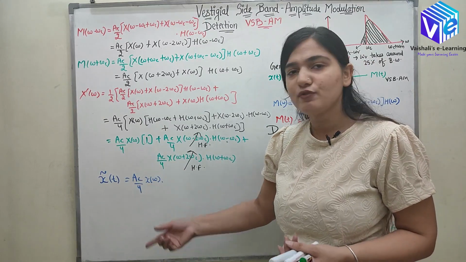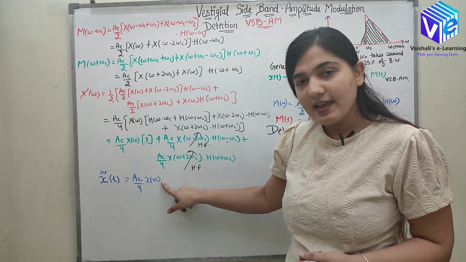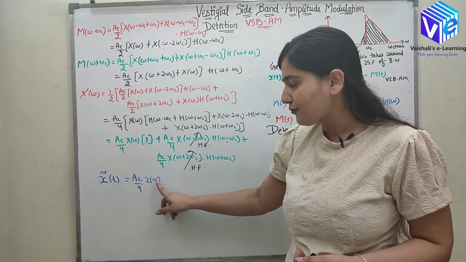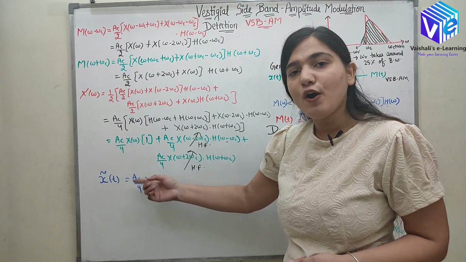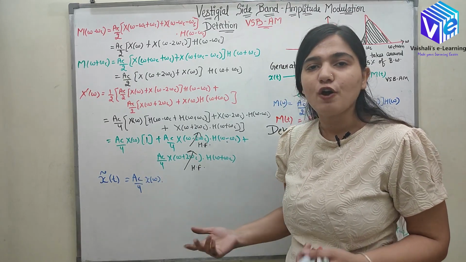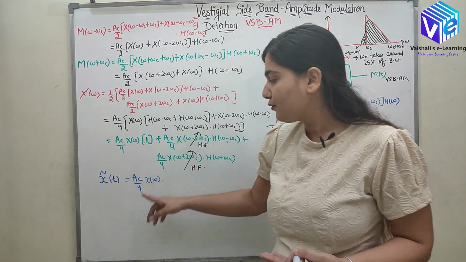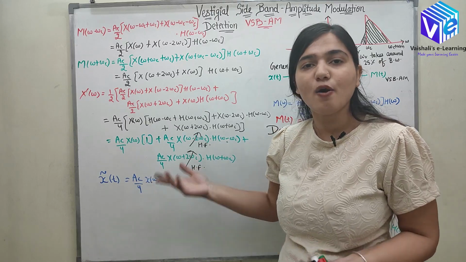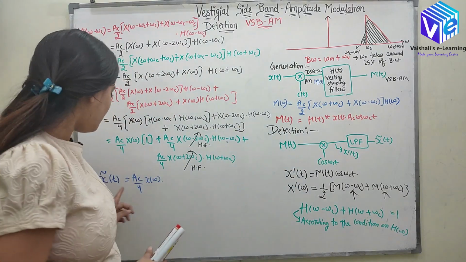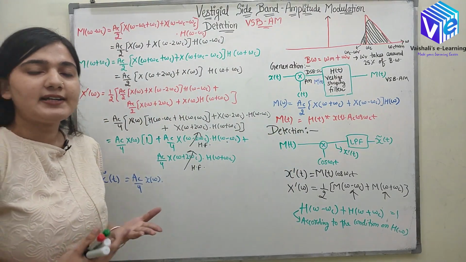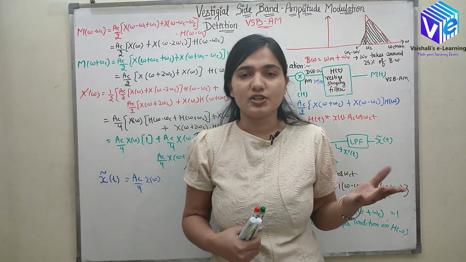So estimate of x t is equal to AC by 4 into X of omega. So what is AC by 4? It's a constant. So I am just getting the output with the same frequency spectrum. X of omega would have the same frequency spectrum. It's just the attenuation or amplification due to the AC by 4 component. So if I want to receive exactly the same signal, what I'll do? In this component I'll normalize. With the help of an amplifier I can adjust the x dash t and I'll get a perfectly similar output with respect to the information signal.